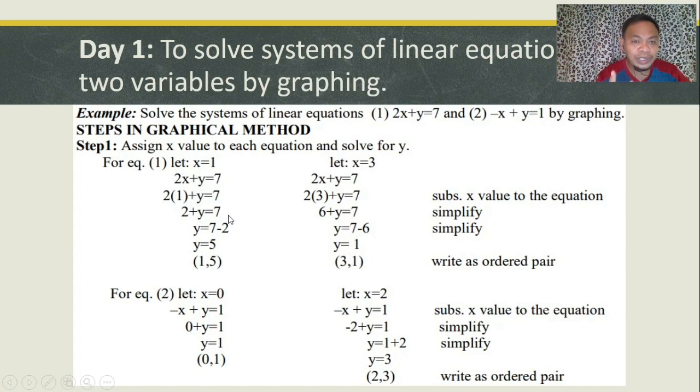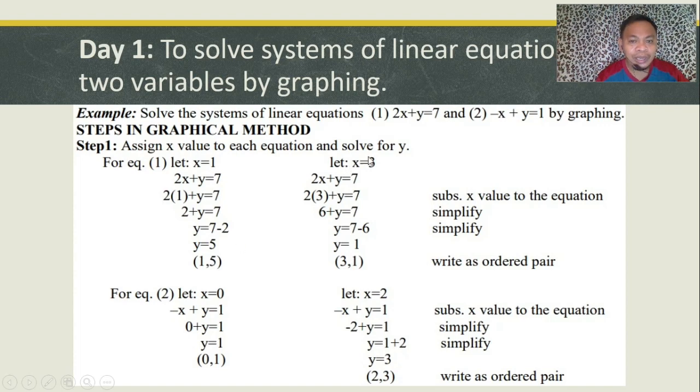Then, using the property of equality, we will add both sides by negative 2. Di ba? Para makancel po natin si 2 dito sa left side ng equation para maiwan si y. So, magiging y is equal to 7 minus 2. 7 minus 2 is equal to 5. So, therefore, y is equal to 5. So, we have here our first ordered pair. When x is equal to 1, y is equal to 5.